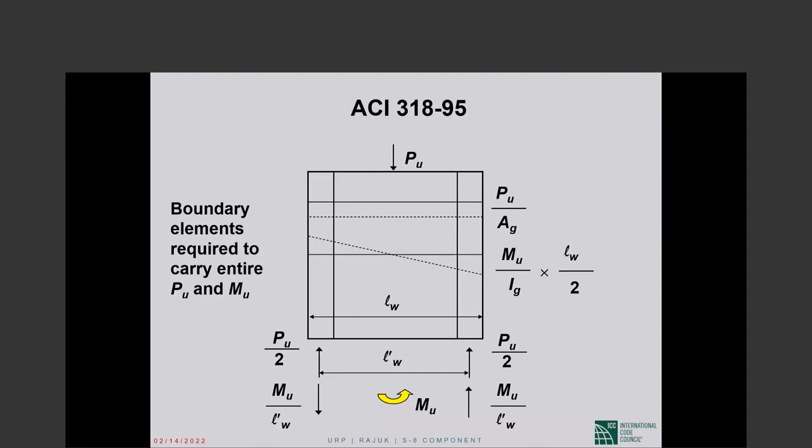So in 318-99, the UBC 97 shear wall design procedure was brought in with a number of rather significant changes. Whenever something comes into ACI 318, that tends to happen. But it was basically the 1997 UBC shear wall design procedure that was incorporated in ACI 318-99, as I said, with a couple of significant modifications.